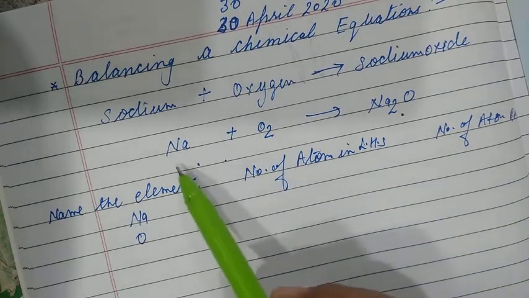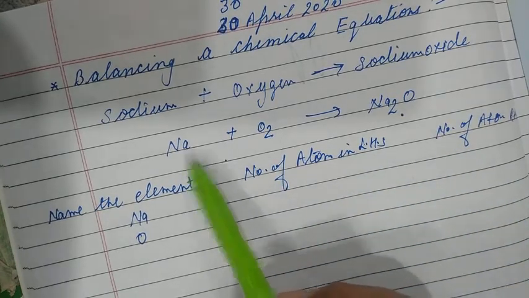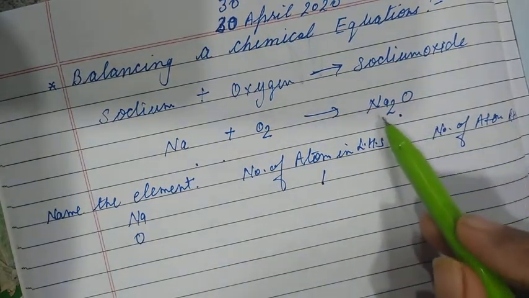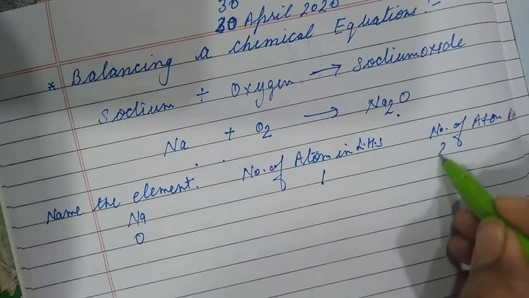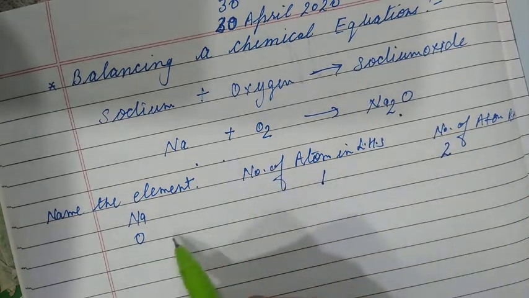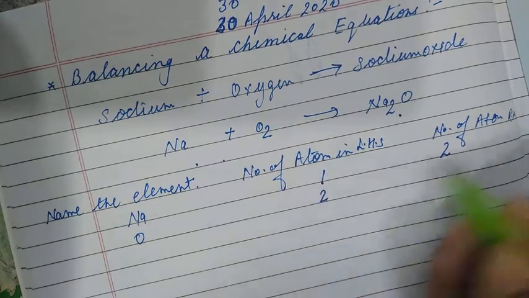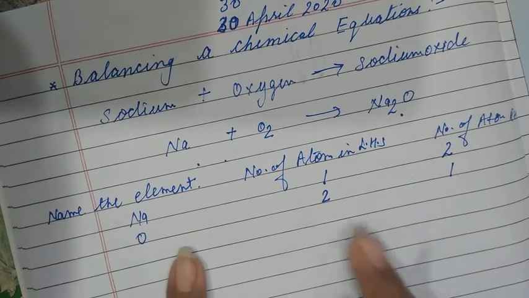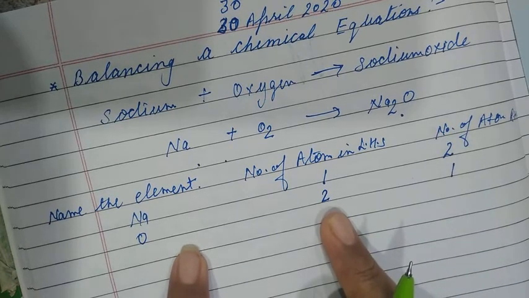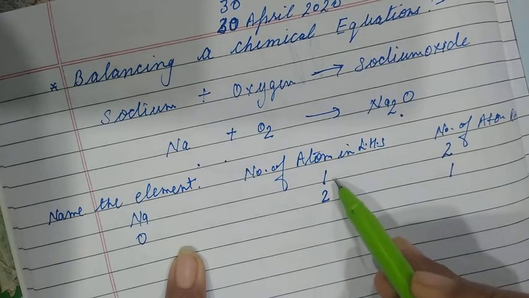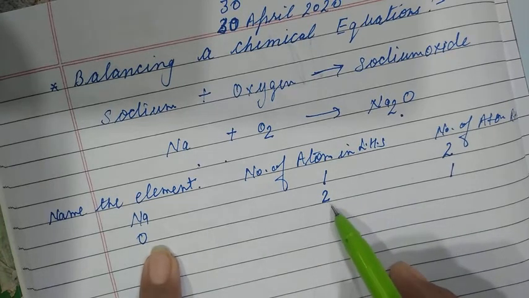First we will count the sodium. How many atoms? There is 1 on the LHS side. And on the RHS side, how many atoms? 2, Na2. Now we will count the oxygen atoms. 2 on the LHS side, and only 1 here. So how can you balance this equation? Because it is unbalanced. This is an unbalanced chemical equation. So first we see sodium, only 1 here, and 2 on the other side.